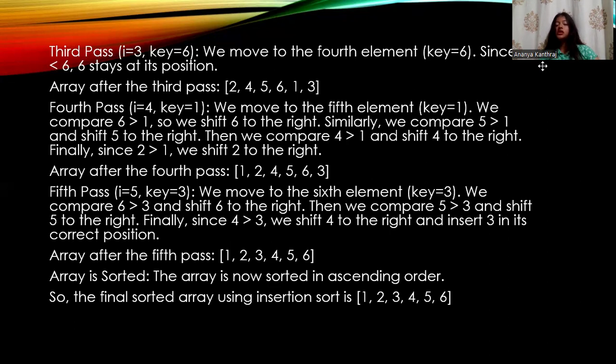Now, after the fifth pass, it is 1, 2, 3, 4, 5, and 6. So the array is sorted in ascending order. So the final sorted array using insertion sort is given as follows: 1, 2, 3, 4, 5, and 6.